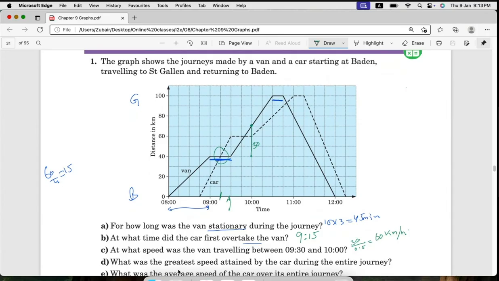D part. What was the greatest speed attained by the car during the entire journey? Now we need to see which side is steepest.